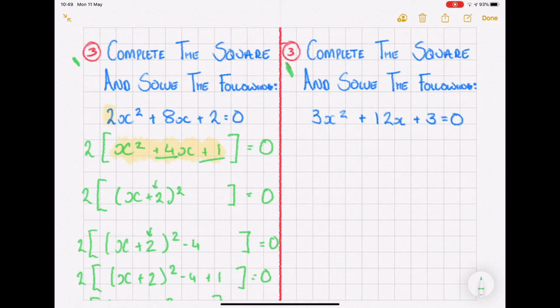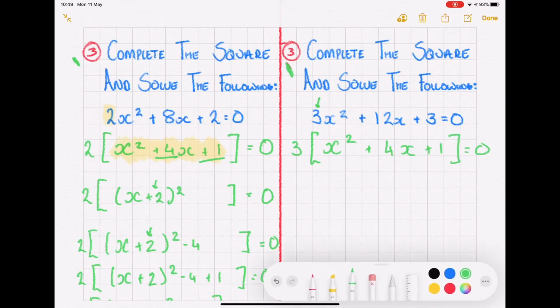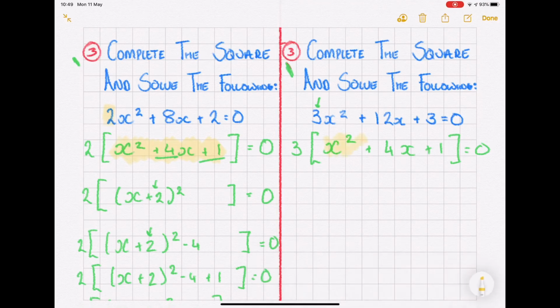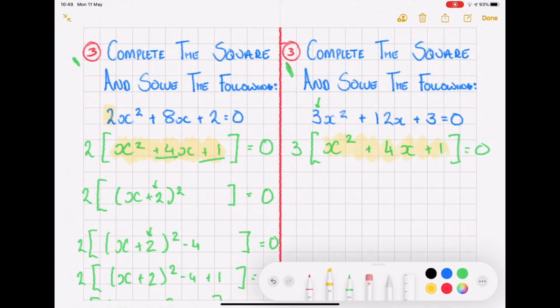Okay, fantastic. So hopefully you've had a go at this right hand example. Let's go through it together. We want to get rid of this 3. Let's factorise 3 out of everything. So 3 big brackets x squared plus 4x plus 1 equals 0. Now let's complete the square for the thing inside the big bracket.